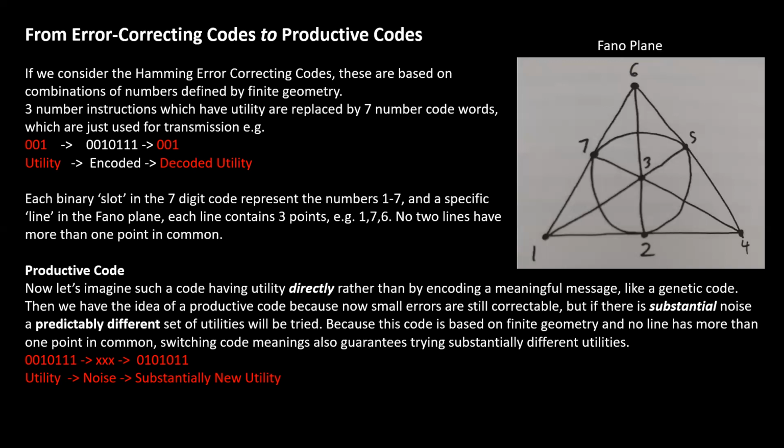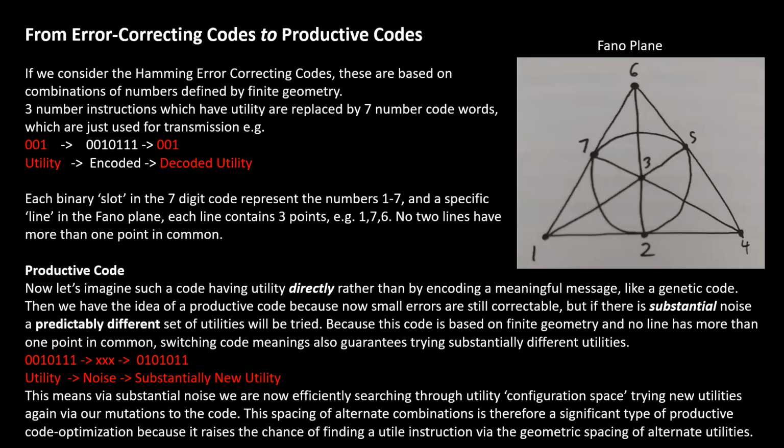And so this would be very powerful if you're exploring randomly. You're guaranteeing now that you're trying a substantially different utility. And so to me, that's an interesting kind of productive code. So we go from utility to substantial noise to substantially new utility. And this is important because if you're searching blindly, the ability to have a code that means that you don't look in the same place twice or a similar place twice is a more efficient type of search, even though it's still random. And so that's an example of a productive code.